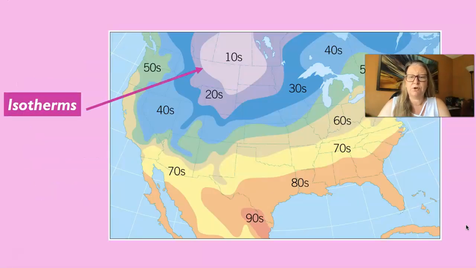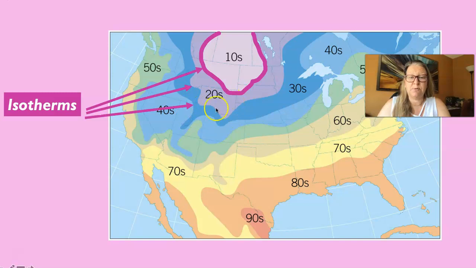So here's a picture to show you isotherms. This one right here, I've highlighted in pink. This is the isotherm between the 10 and 20 degree temperature ranges. Then we have an isotherm here between 20 and 30. This one's between 30 and 40, etc. So we're going to be looking at weather maps quite a bit over the next few weeks, so make sure you're clear on what an isotherm is.